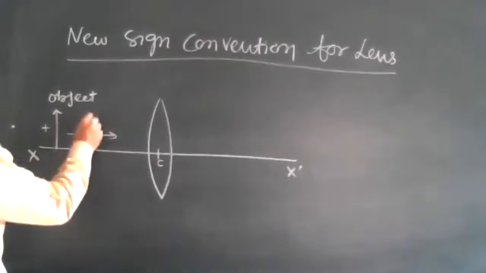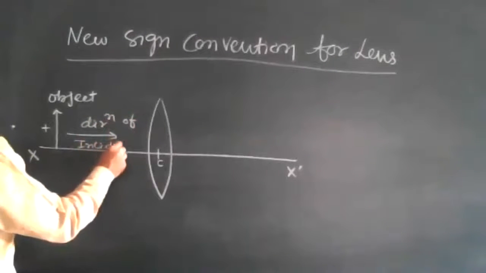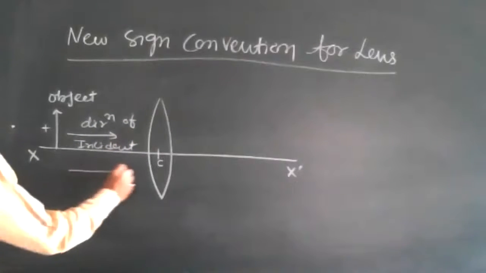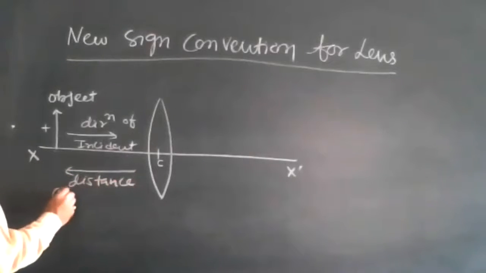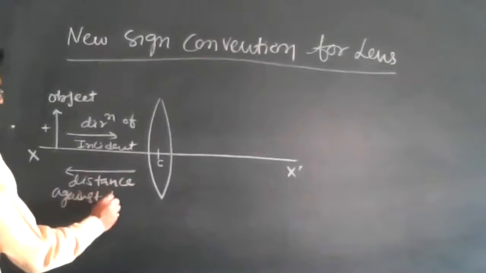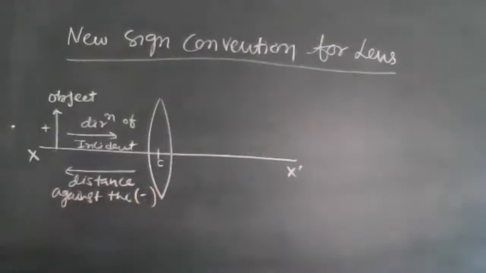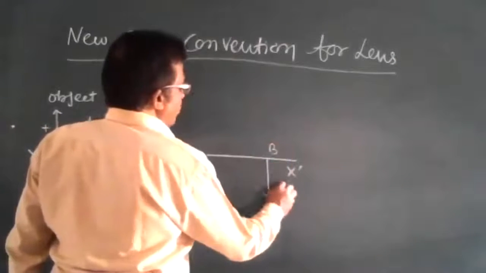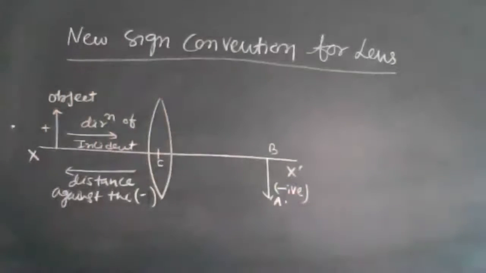Here is the direction of incident light. If we are measuring the distance against the incident light, that would be taken as negative. अभी बताऊंगा सब में. Here the image formed, say A dash B dash. Downward height is taken as negative.